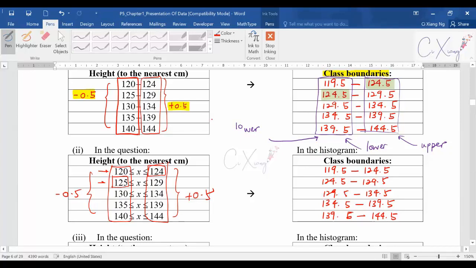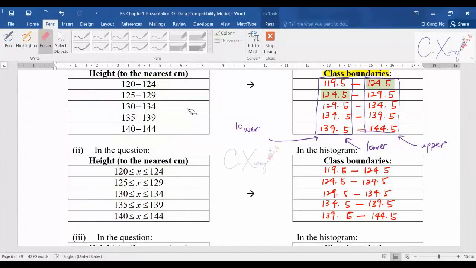So this is what we need. Generally, if you compare the first two examples here, both of them have a gap between the upper value and the next interval's lower value. That's why you need to do the adjustment to change to class boundary. The same thing happens for part number 2. You also need to do the adjustment. Now let's have a look again at the way that I write out my class boundary.